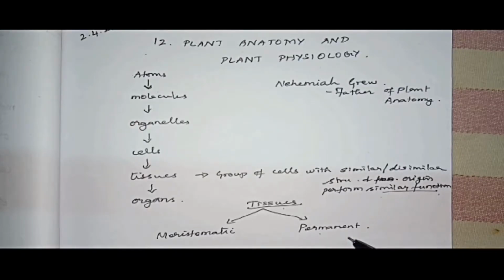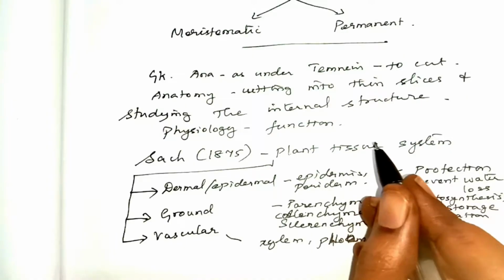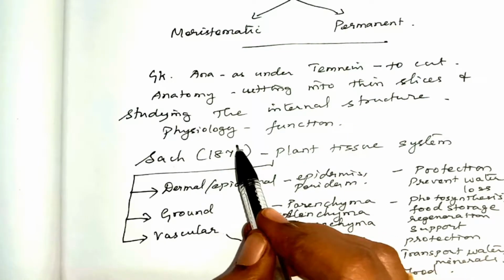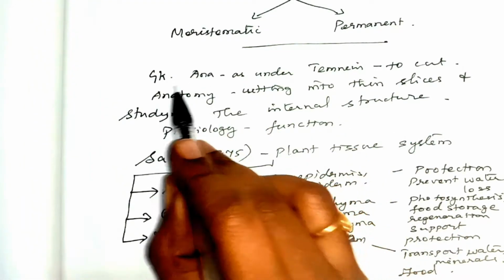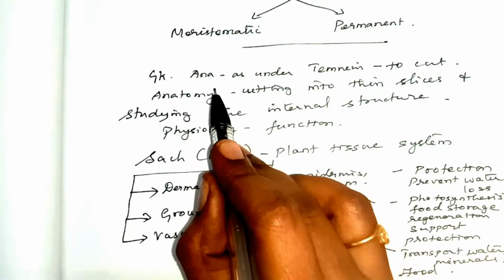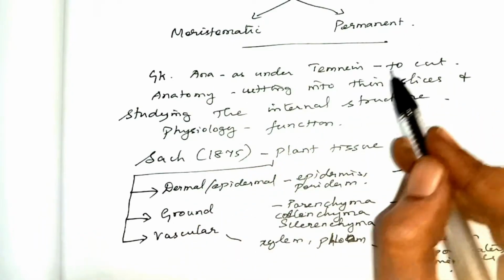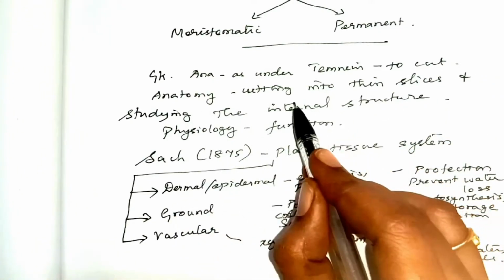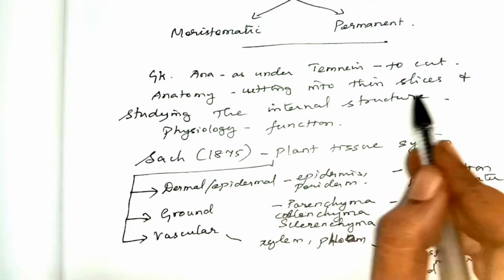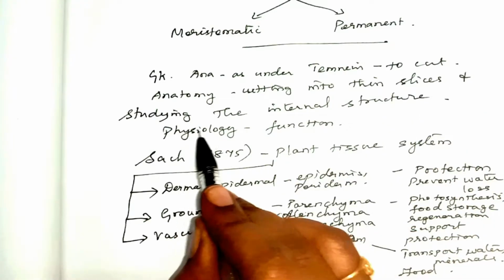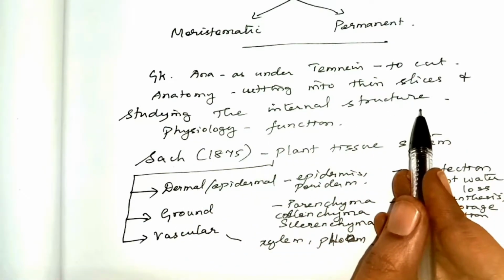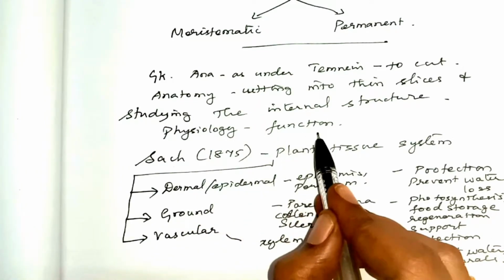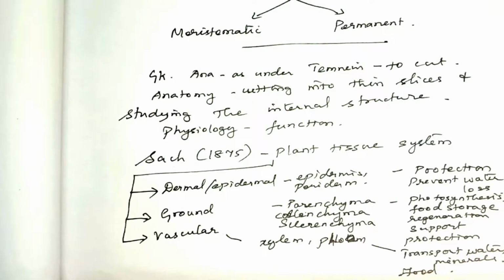They perform particular functions. We are going to learn the meaning of anatomy and physiology. Anatomy is derived from Greek. Ana is up, temnein is to cut. So anatomy is cutting the body of the organism into thin slices and studying the internal structure of it. What is physiology? Physiology is studying the functions of different structures.